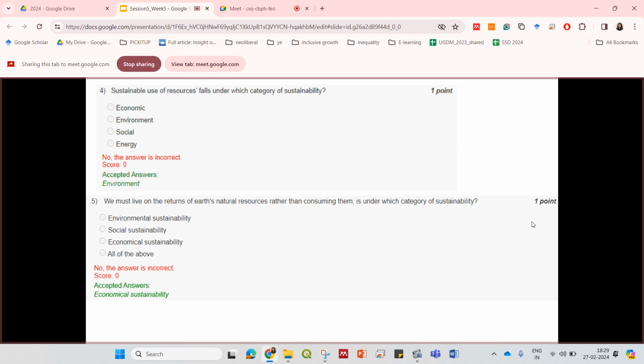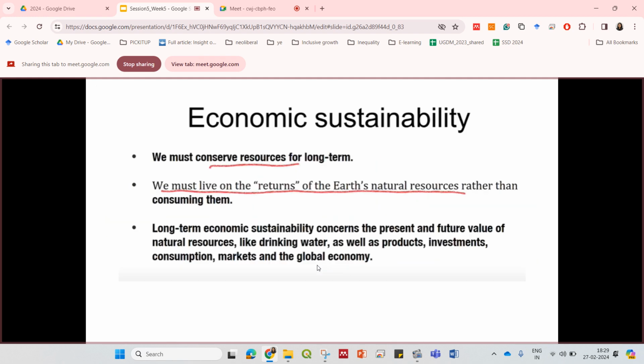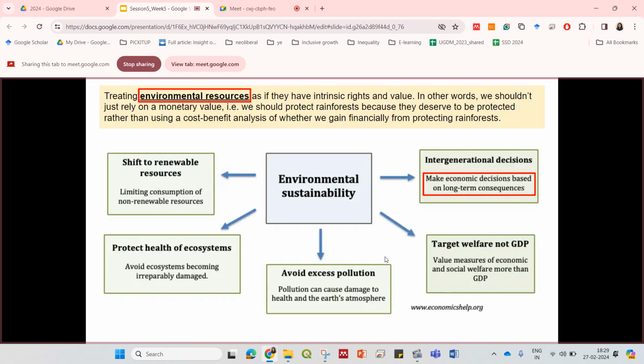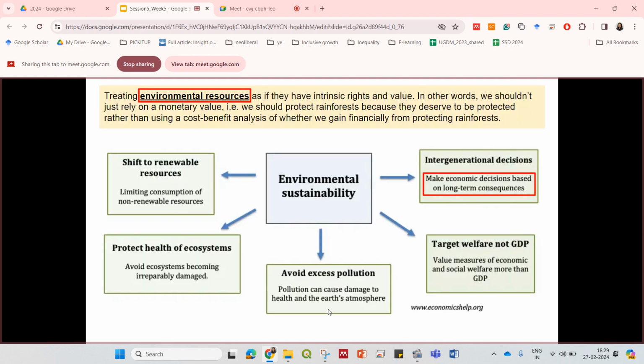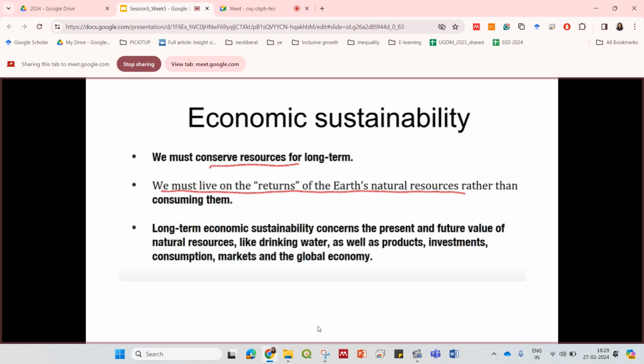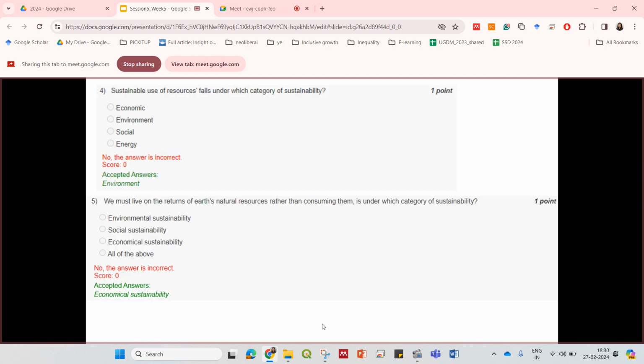So thus the concept of returns of Earth's natural resources comes, which was shared in this definition from the economic sustainability. It says that we must live on the returns of Earth's natural resources rather than consuming them. The only advice I have for you regarding solving this kind of questions is pay very strong attention to how sustainability is defined for environmental sustainability, economic sustainability, and social sustainability, and choose the answers focusing on that only.